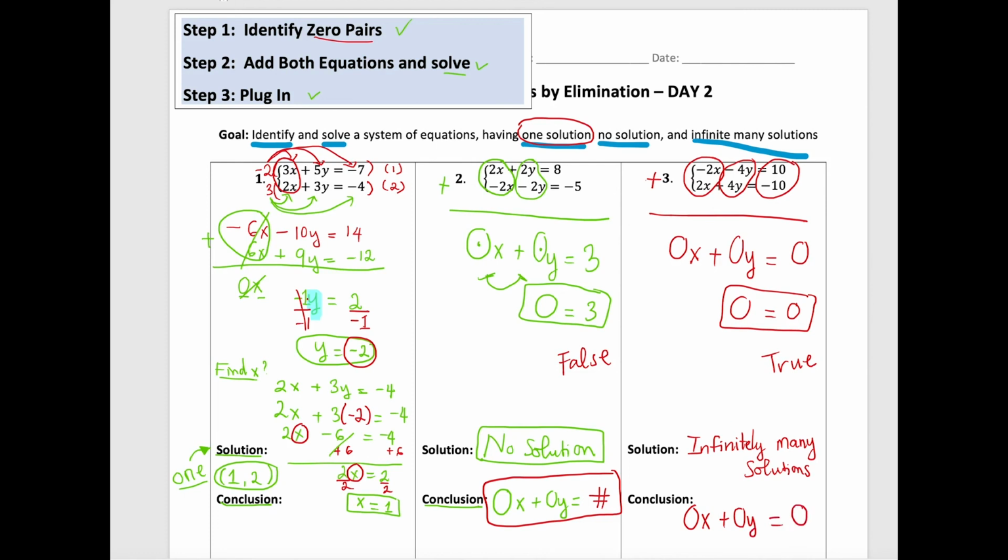Now look, I'm going to change the color this time just so that we can remember. 0x plus 0y equals, okay, and then here we go. It's giving me a number, but this number is 0. Then this is going to be forever and always true. And since it's true, it's going to have infinitely many solutions. Okay, so these are the 3 scenarios that we're going to have to deal with in the problems from now on.